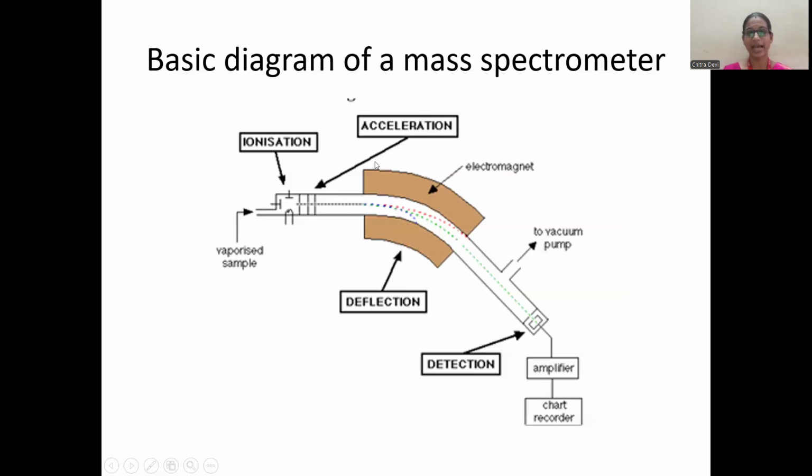Then it will go to the acceleration chamber where all the ions will be accelerated and will pass with the same energy. Okay, the same speed it will be going.